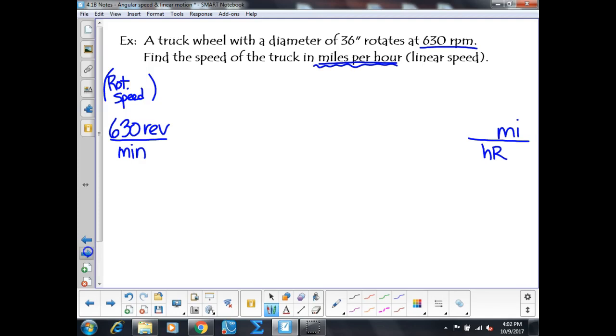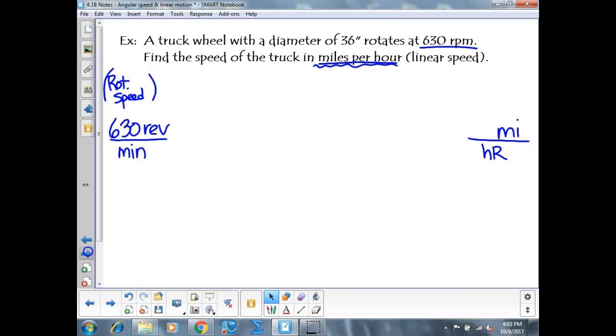Now if we go and look back at our speed chart, to go from rotational speed down to a linear speed, I'm first going to have to go through angular speed. So I'm going to go ahead and start setting up my conversions here. And I don't know why I always put a box around it. Just a bad habit, I guess.